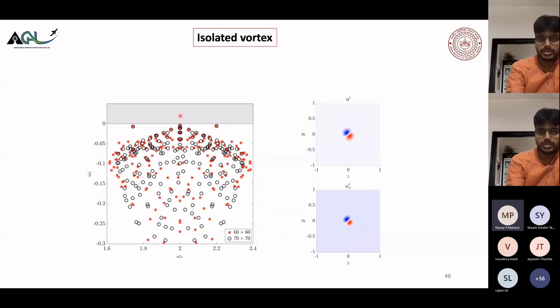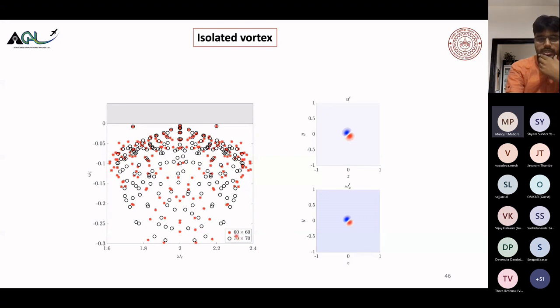No mode is crossing the zero axis. And I have shown you the grid sensitivity studies also. At 60 cross 60 and 70 cross 70, all the leading modes are converged. This difference that you see is expected to be there because we only converge the leading modes.